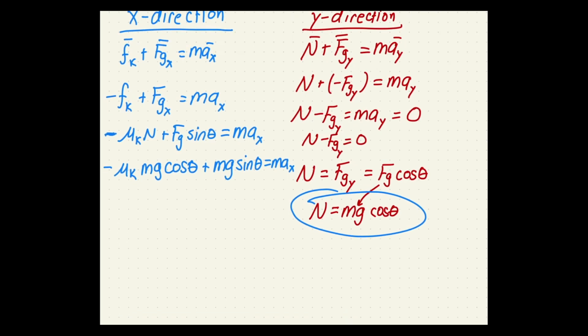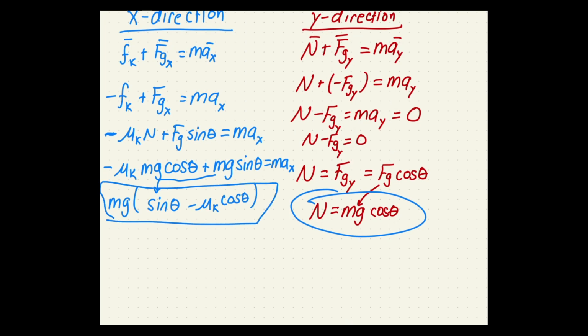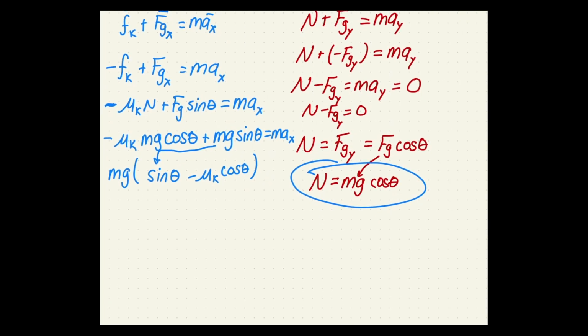You see some stuff in here that looks the same, and we can certainly factor out an m times g from both terms. What I'd be left with is, we'll put this one first because it's positive, mg times sine theta minus mu k cosine theta. This will happen a lot in these types of problems. If you see this thing pop up where you have a sine theta minus mu k cosine theta, that's a good sign. It means that you're on the right track in the vast majority of cases like this.